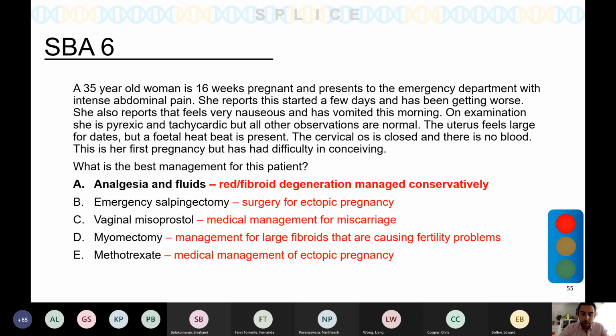I wouldn't get too bogged down in the management of fibroids. Once again, it's something you wouldn't necessarily be dealing with, even if you're an obs and gynae F1. It's more specialized. Just be aware of how fibroids present and this red degeneration. But myomectomy is management for large fibroids that are causing fertility problems.